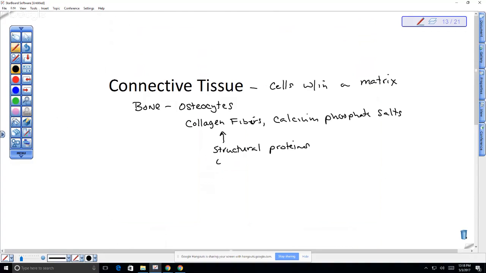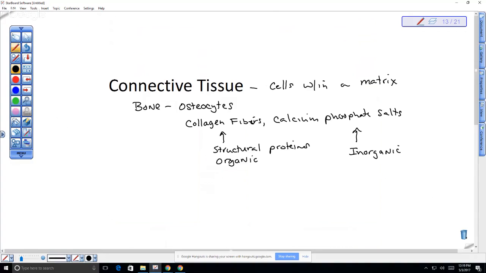Right? They are also organic. So this is the organic part of the matrix. The calcium phosphate salt, the minerals that are in our bone, are actually inorganic. So that's the inorganic part of the matrix. So it's kind of interesting.